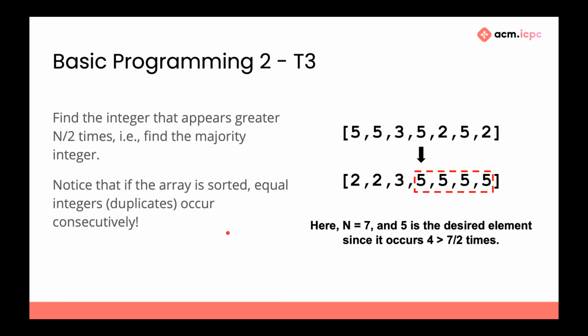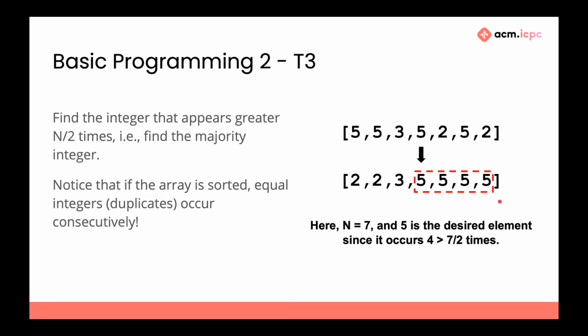The third subtask was about finding the integer that appears greater than n over 2 times. And this is basically asking you to find the element that is in the majority. So suppose you had the array 5, 5, 3, 5, 2, 5, 2. There are actually 7 elements, and 5 occurs 4 times, 1, 2, 3, and 4. Since 4 is greater than 7 over 2, 5 is in fact our majority element, or the element that we're looking for. And we basically want to find this 5.